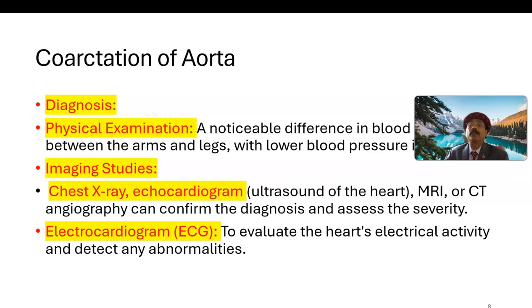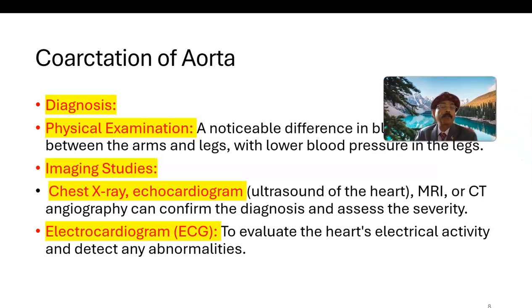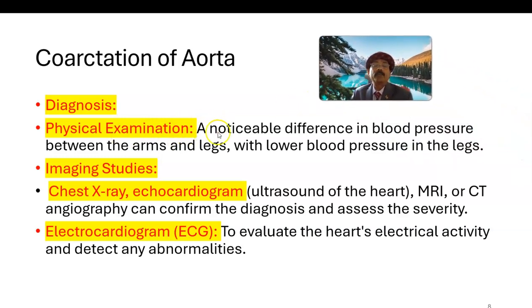Diagnosis. How can you diagnose coarctation of the aorta? Okay. Physical examination: a noticeable difference in blood pressure between the arms and legs, with lower blood pressure in the legs. Imaging studies: chest x-ray, will see rib notching. Echocardiogram, ultrasound of the heart, MRI, CT angiography can confirm the diagnosis and assess the severity. Electrocardiogram to evaluate the heart's electrical activity and detect any abnormalities.